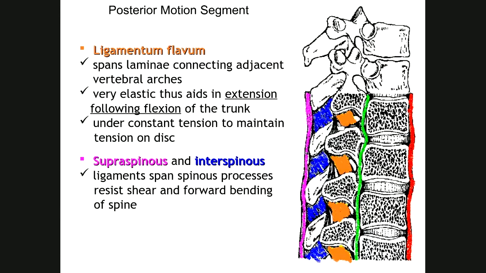And these are going to resist shear and forward bending of the spine. When we talk about shear forces, we're talking about those forces that mean the sliding of one vertebra with respect to another. So they're going to avoid the vertebrae sliding too much on top of one another. So that's what resisting those shear forces is. Okay, was that clear?